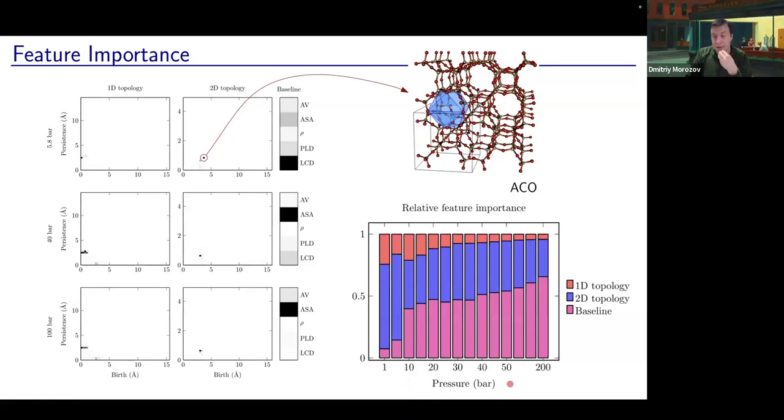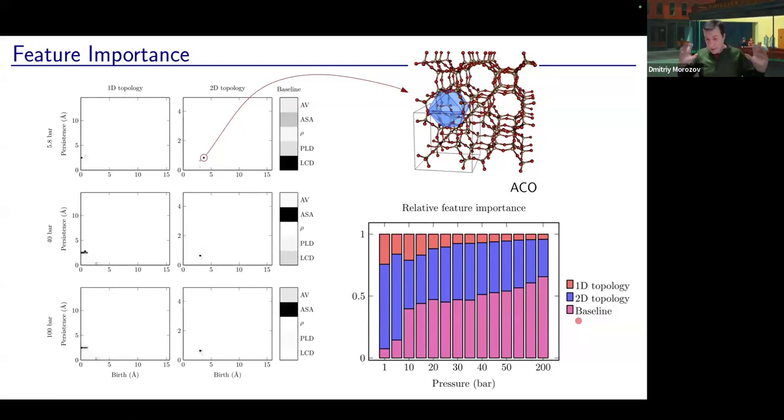And similarly, another thing that you can extract out of this is a description of, across the different pressures, which parts of the input matter. So is it the baseline features that matter? Is it 2-dimensional topology that matters? Is it the 1-dimensional topology? And so at low pressures, the 2-dimensional topology captures the most information. It's the most discriminative. But when you go to higher pressure, the gases start sticking to the walls, and so the accessible surface area is what matters. And this is what you see here, that the baseline starts dominating.